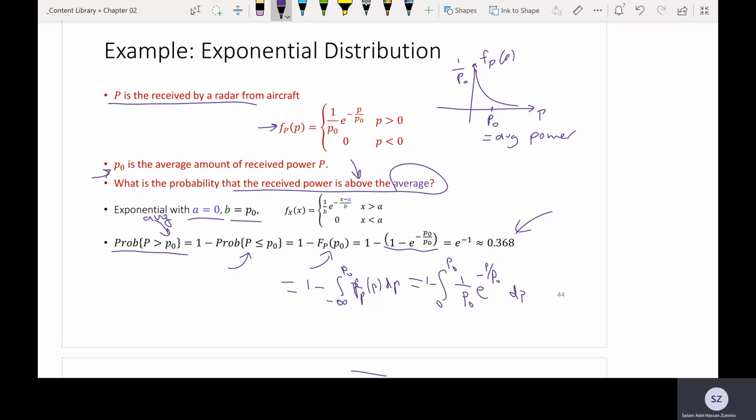What is happening here is that most of the time the signal is below average. The probability that you get a signal above average is about a third. So it's not a good system. We need to find a way to enhance it. That is communication work, but the idea is clear from the probability point of view.